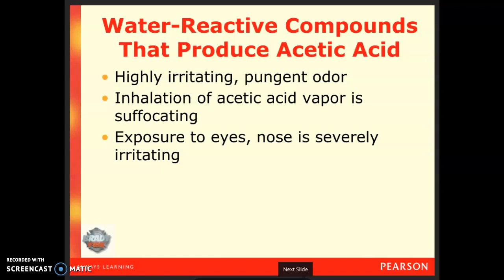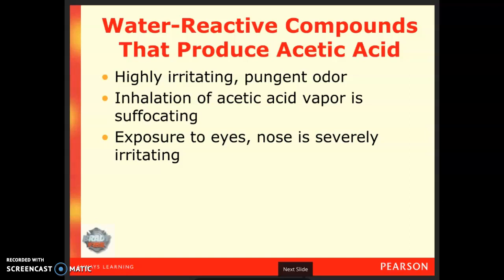And usually the substances that we're talking about here that react with water are also going to have some other inherent dangers as well. So what do we know about acetic acid? Well, we know it's got a really pungent odor. If you think about what vinegar smells like, it's a pungent, acrid, irritating odor. It's very hard to get rid of.